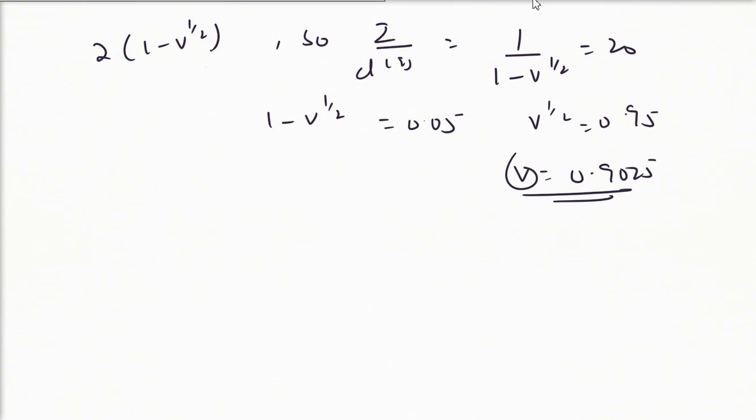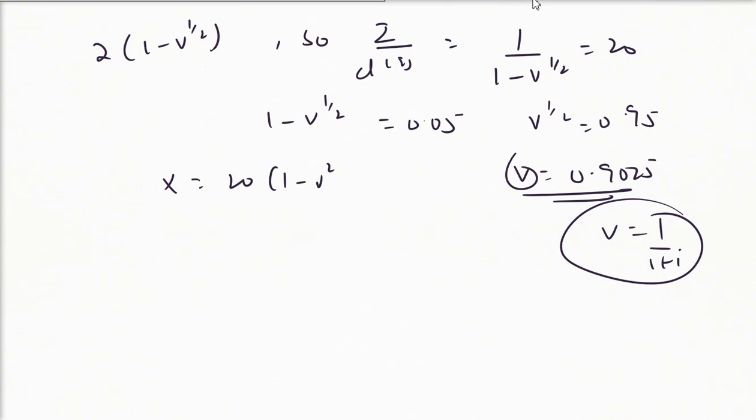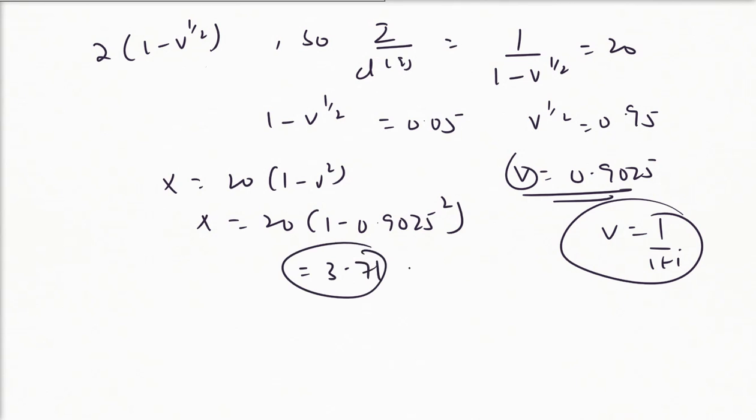0.9025. What is V? V is equal to 1 over 1 plus I, that is the V, right? You guys are aware of it. So since X is equal to 20 into 1 minus V square, X is equal to 20 into 1 minus 0.9025 square, that is equal to 3.71. Hope you guys have understood this.